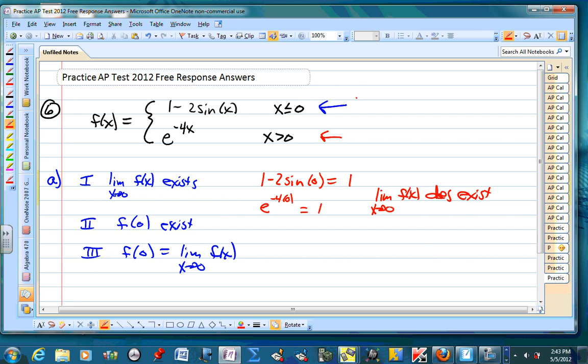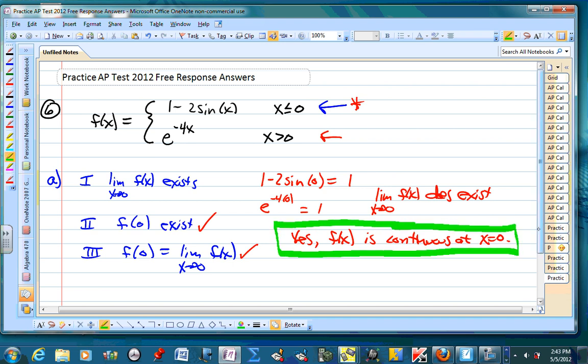F of 0 is going to be 1 because when x equals 0, 1 minus 2 times the sine of 0 is 1. So condition 2 is met. And condition 3 is met because the limit equals the function value. So yes, f of x is continuous at x equals 0. Now let's go to part B.